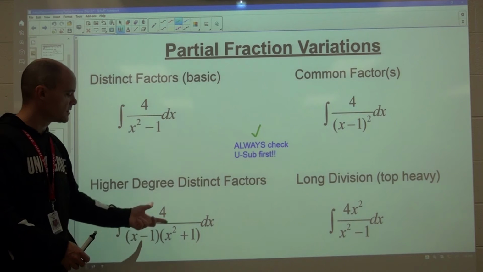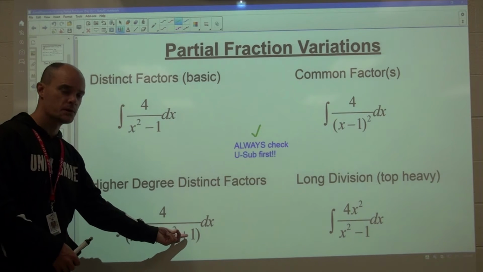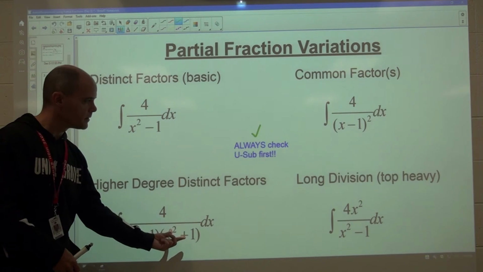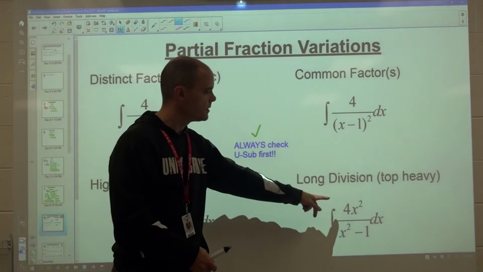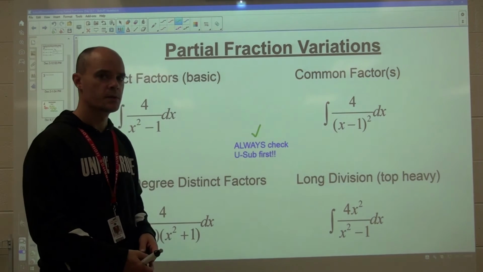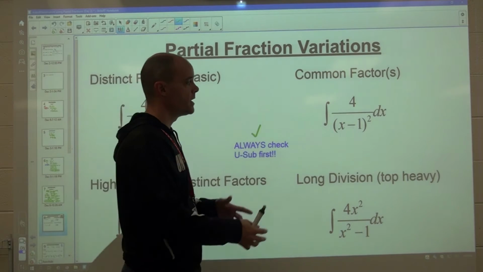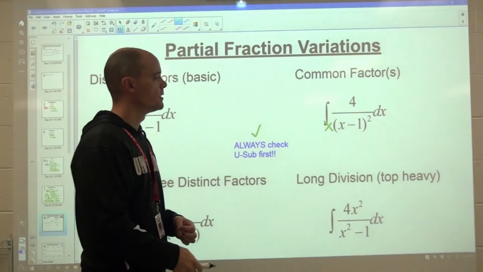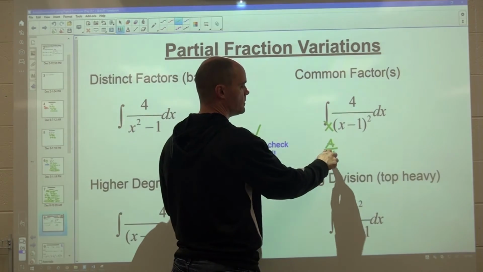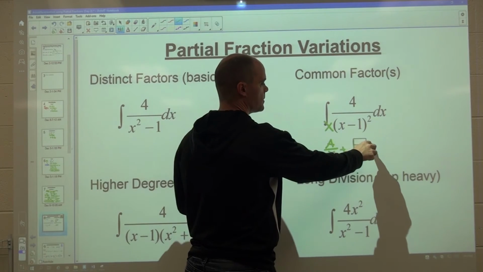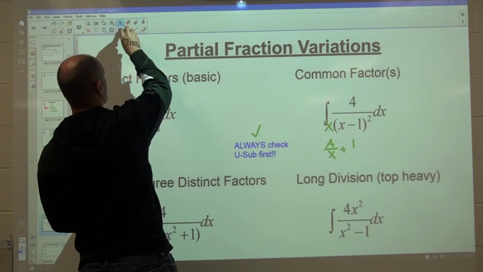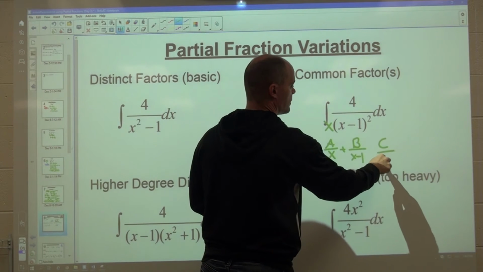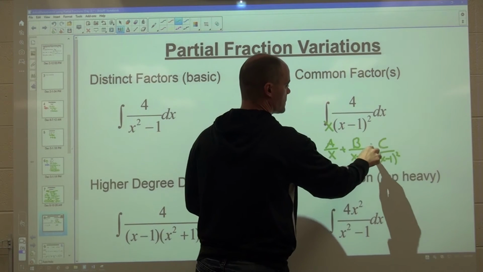If there's a higher degree distinct factor, here's where I need the bx plus c. I have a over this, bx plus c over this. If we're top heavy, we end up in a long division situation. You guys already know that from Friday. And if, let's just say for instance, I was mean and I snuck this x in here, well now you need to break this up into distinct factors. My smart board's not happy with me today. B over x minus 1, c over x minus 1 quantity squared.